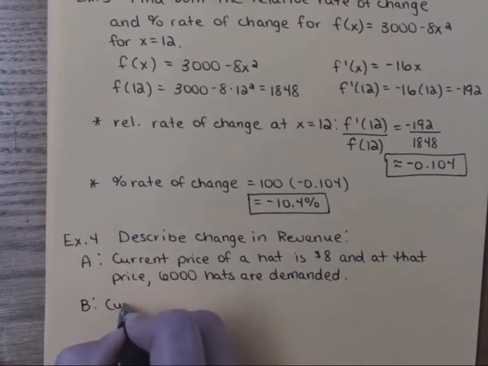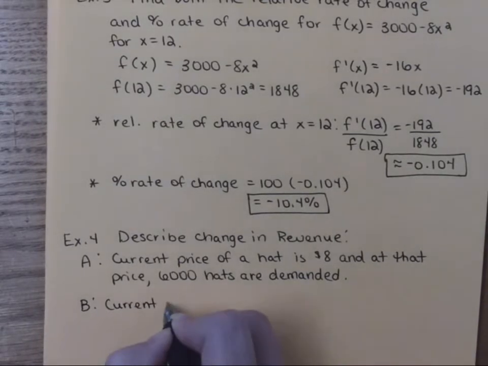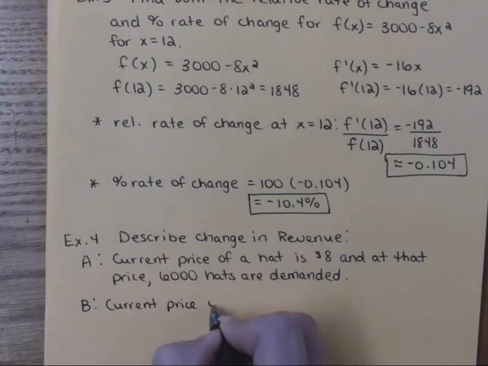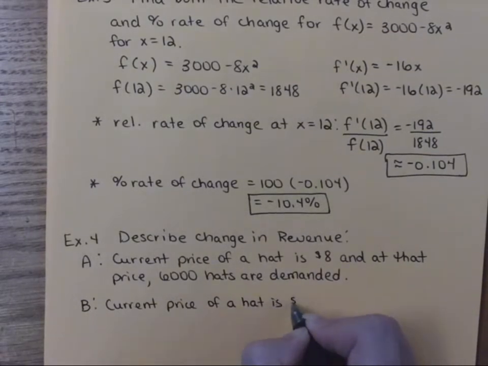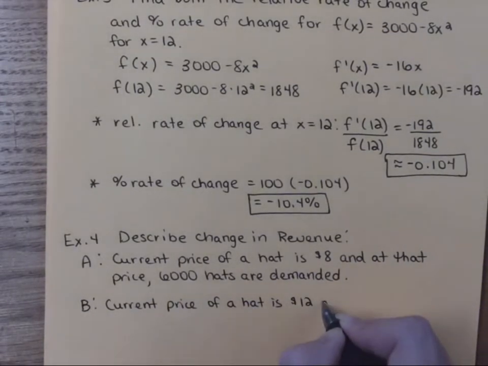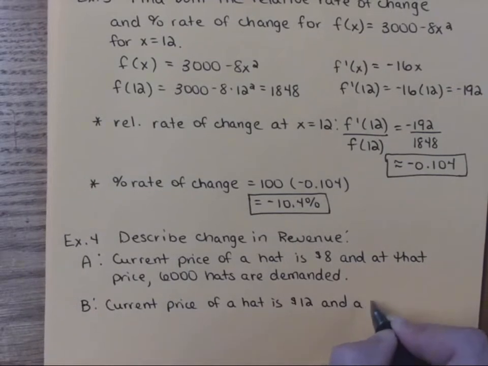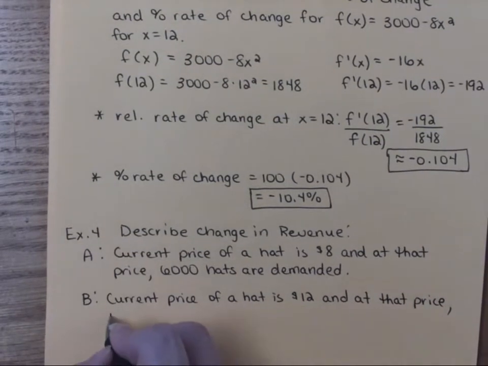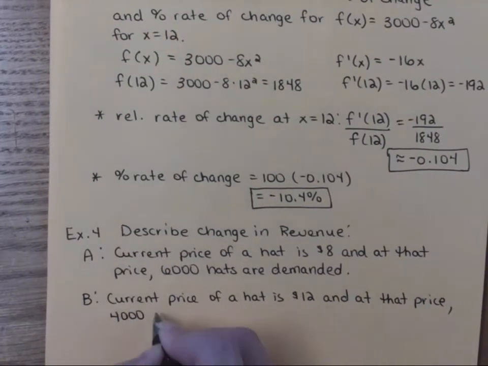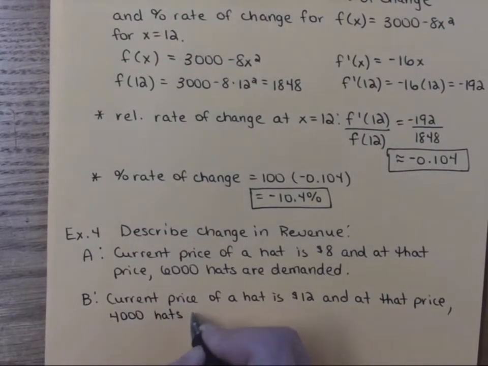But let's look at scenario B. If we instead charge $12 for the hat, then if you're using kind of logic, right, if we charge more for the hat, then less people are going to want to buy it typically. That's one of the principles of economics. So let's say that only 4,000 hats are demanded in that case.